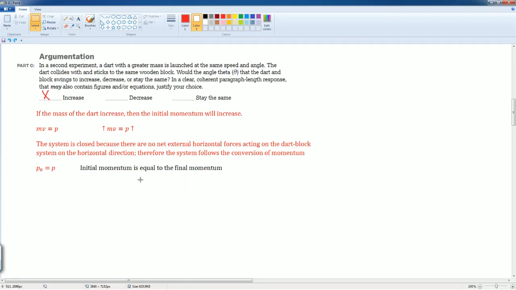What is in black is just commentary. You do not have to write it in your answer. What is red is what you need to write. Now I can plug it in with the correct variables. mv naught equals (m plus big M) v1. v1 stands for the collision velocity. m is the mass of the bullet. Big M is the mass of the block. If I solve for the collision velocity, that's what I get. I will say that the collision velocity v1 will be greater now since the mass of the dart increases. That's the first part of the answer.